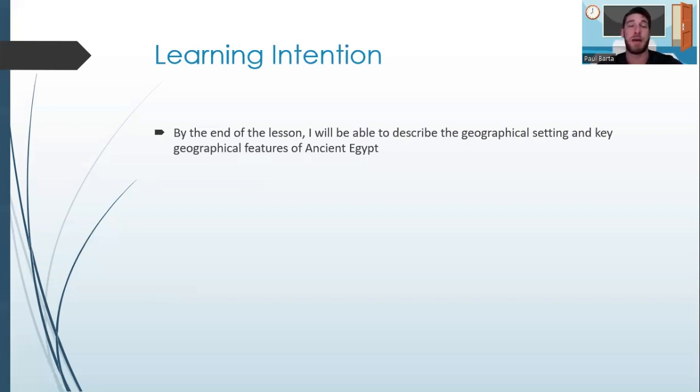Before we get started on the mapping exercise, why might key geographical features of an ancient society be important for us to know about as historians? Why do you think? Yes? Exactly right, because they will impact how and where the society develops. Good thinking.